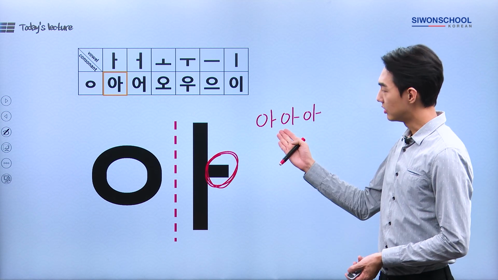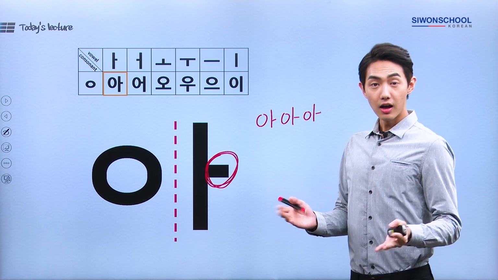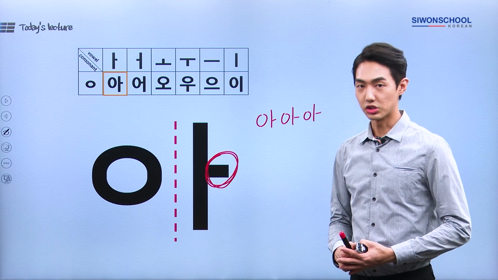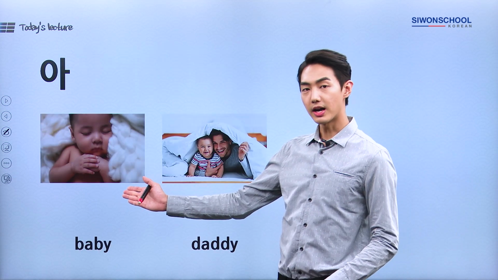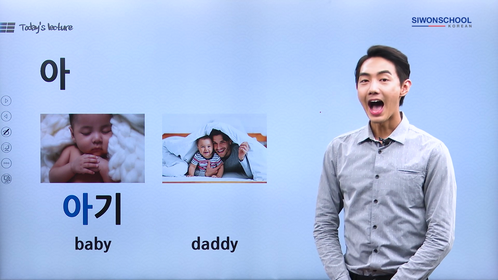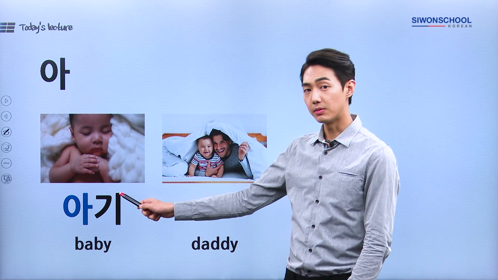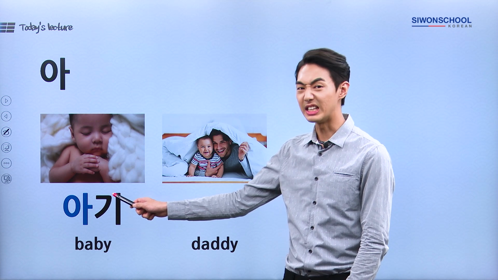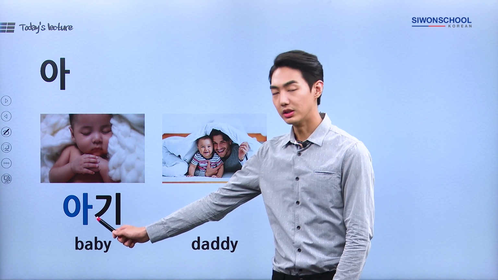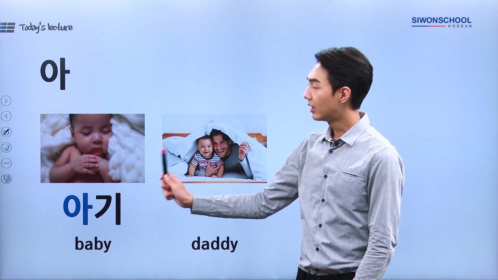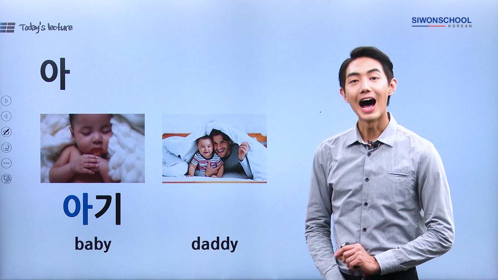Okay? But you can actually add sound to it. It's actually okay. All right. So, let's learn a few words. This is what? 아기. Remember this, right? The consonant comes first. This is actually called 기역. It actually has a g sound. But since we're learning this, just remember the a part. Okay? So baby is called 아기.